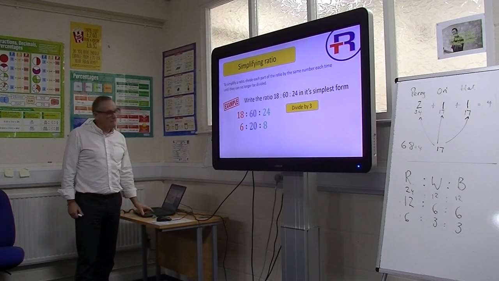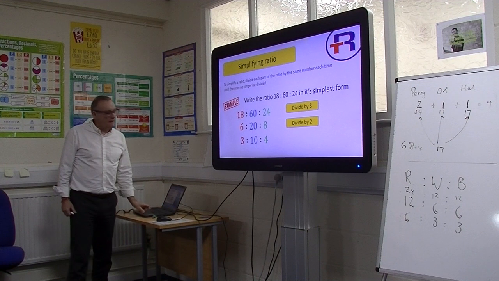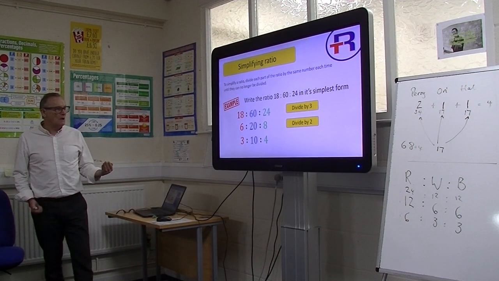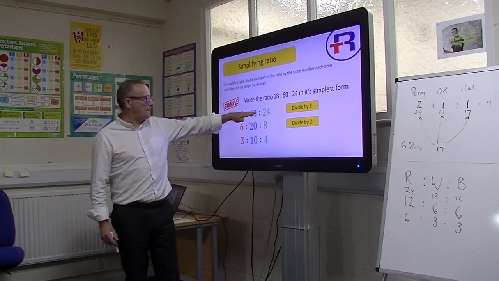Can we go a bit smaller than that? 2. No. Yeah, divide by 2. 3 to 10 to 4. It's as simple as we can get it. We've simplified the ratio. So it's just like simplifying fractions. Think to yourself of a number that you can divide them by.